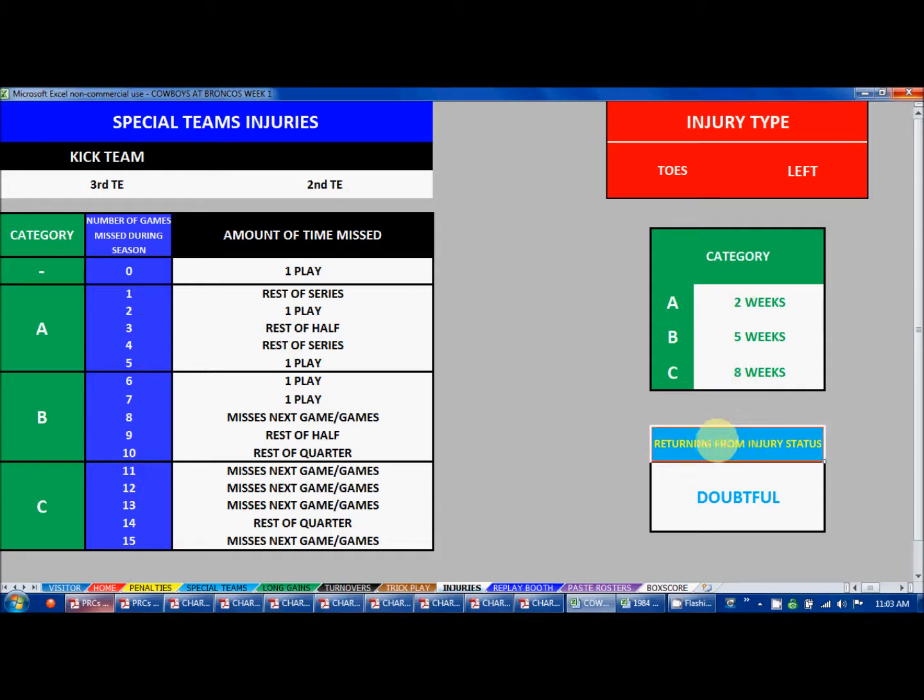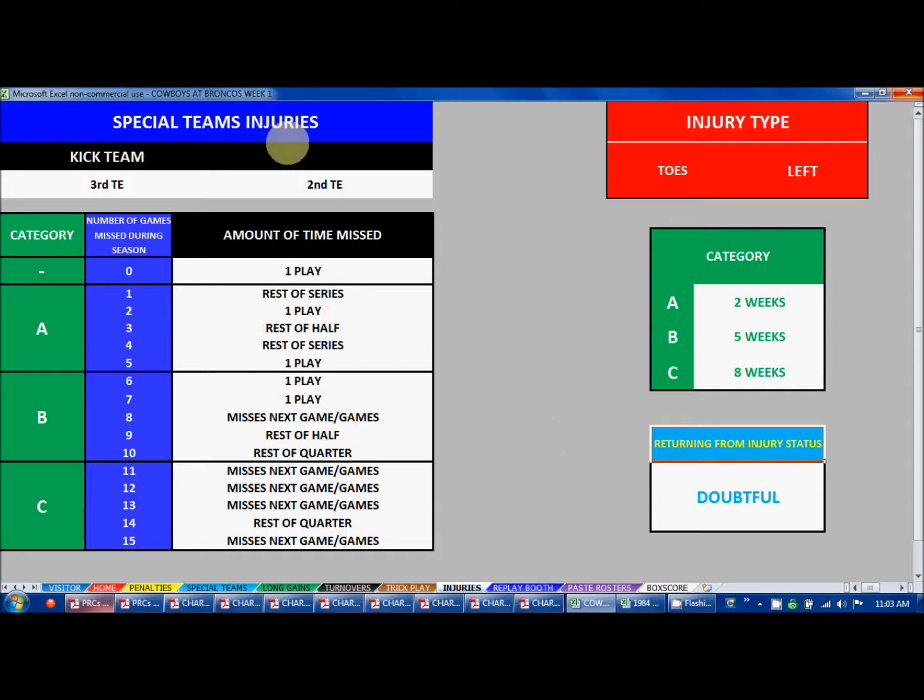And then this down here, for maybe league plays or draft leagues or whatever, this is kind of fun too if you want to determine the status of a player returning from injury. Doubtful, probable, questionable, just like you see on reports in newspapers and on TV all the time.